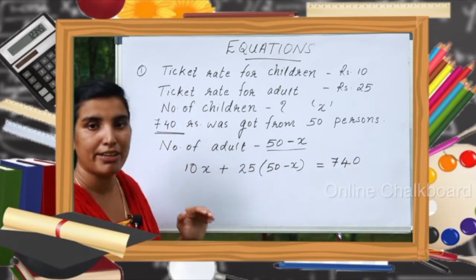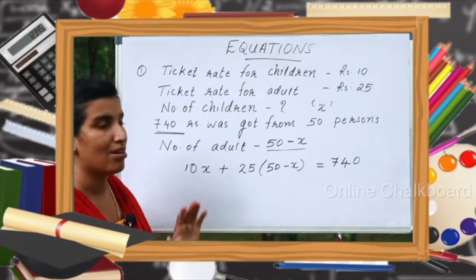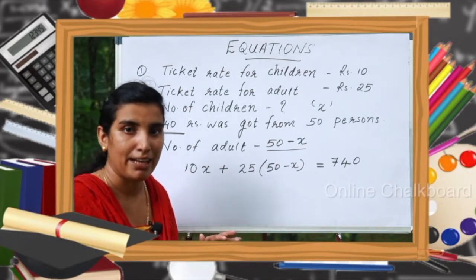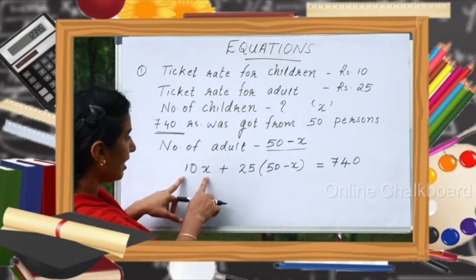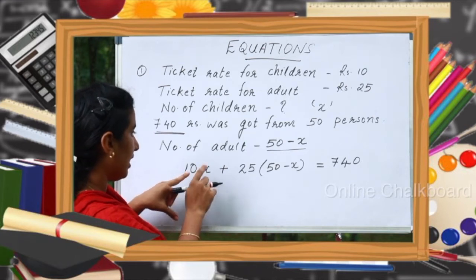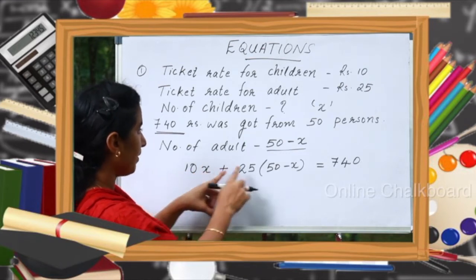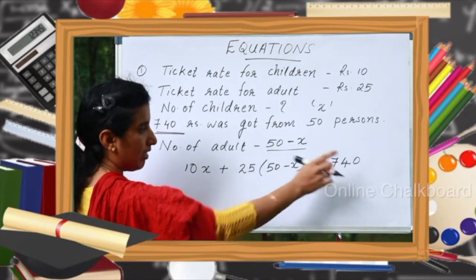Now, we will solve the equation. We will get the value. Ticket rate into the number of children plus ticket rate into the number of adults. This is equal to 740 rupees.